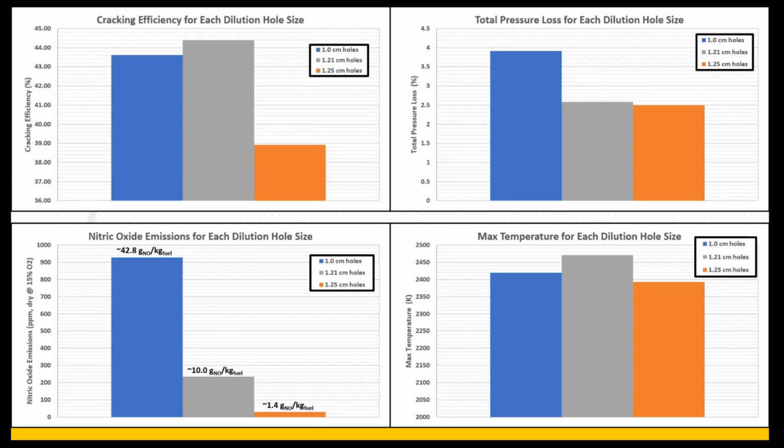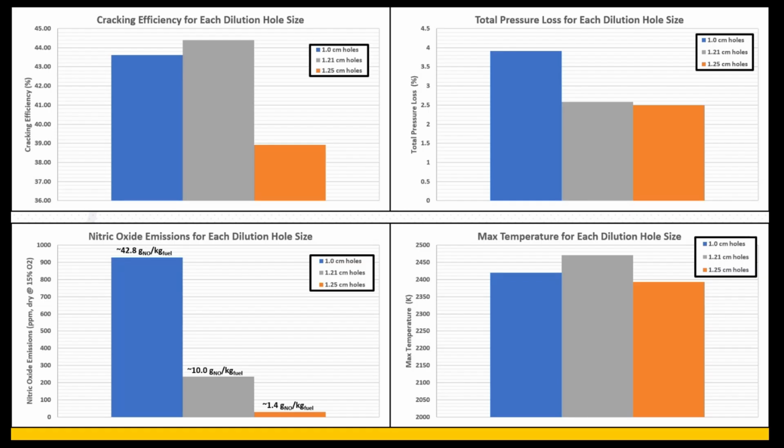The total pressure loss is a measure of the resistance that the airflow has experienced as it traverses your combustor. You want to stay below a 6% pressure loss for an annular combustor in a gas turbine. And luckily, all three of these cases were well below that, with the 1 centimeter case having a noticeably higher pressure loss. That's due to the fact that the holes are smaller, so there's more resistance for the air to go through. The nitric oxide emissions were extremely interesting.